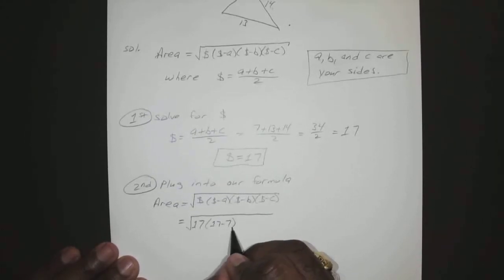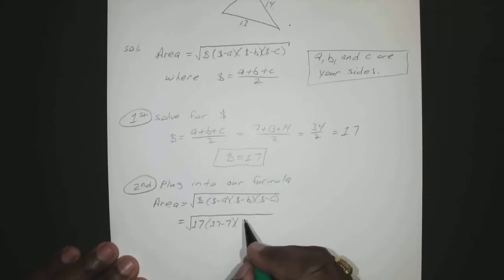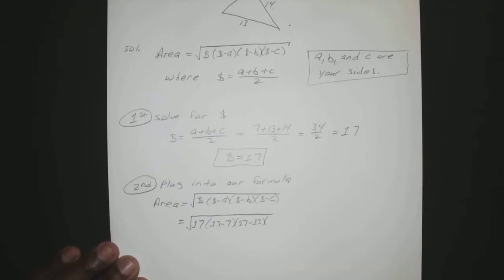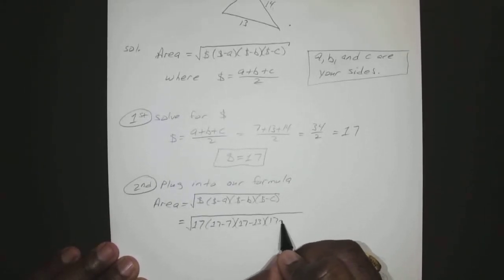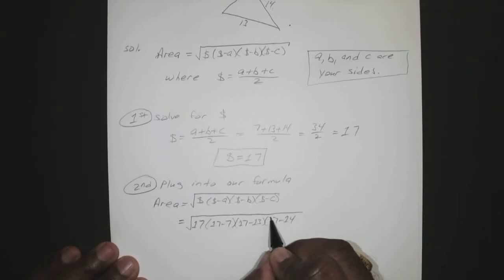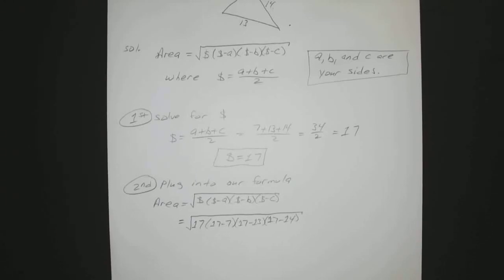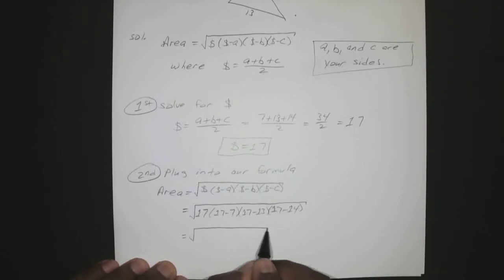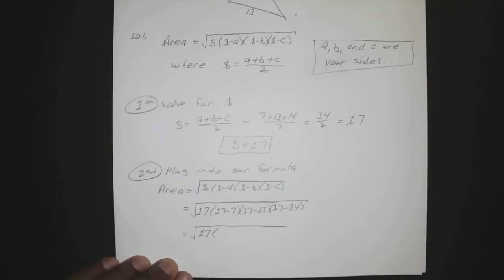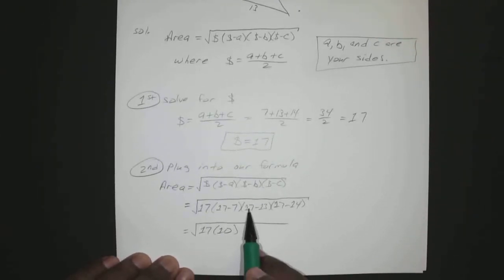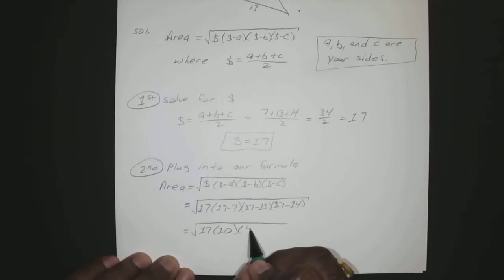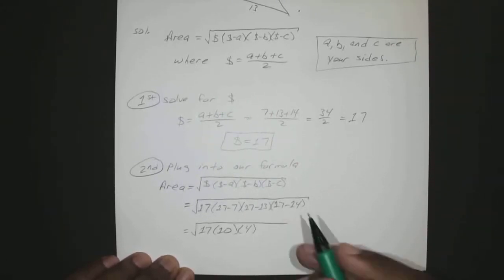Straighten that one up a little bit. Times 17 minus 13. Times 17 minus 14. So that gives us the square root of 17 times 17 minus 7 is 10, 17 minus 13 is 4, 17 minus 14 is 3.